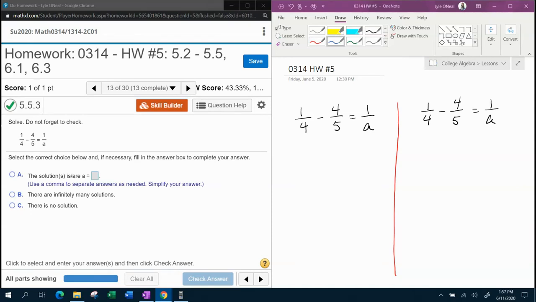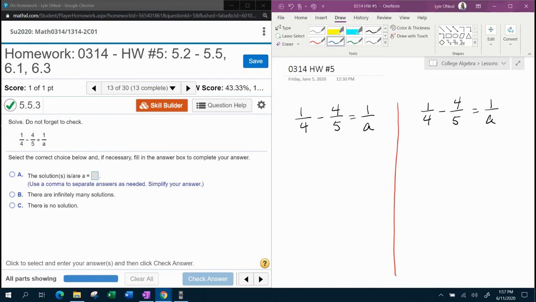Question number 13 from our 0314 homework number 5 in MyLab Math. The instructions say solve. Don't forget to check. What I've done over here in my workspace is I've copied this problem down twice. I'm going to demonstrate two different techniques and show you that there's more than one way to get the right answer.